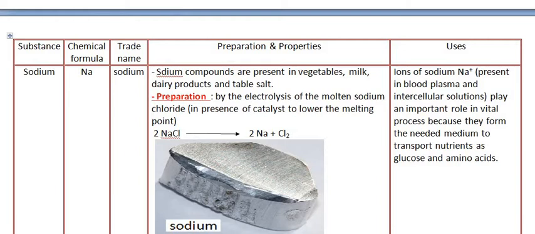Sodium is present on the earth as sodium chloride, called rock salt. It is also present in sea water as sodium chloride. We can prepare sodium from sodium chloride by a process called electrolysis, in which sodium chloride is melted first, then electrolyzed to form sodium metal and chlorine gas.